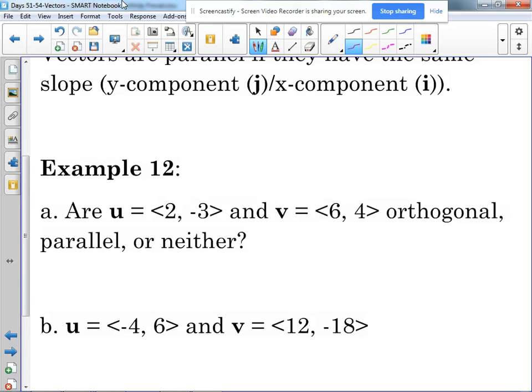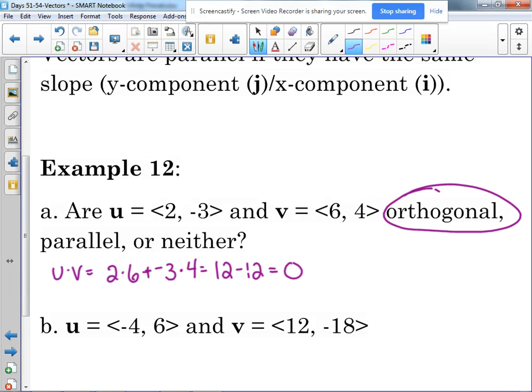So let's check that first example there. The vectors 2, negative 3, and 6, 4. We want to see if it's orthogonal, so we find the dot product. 2 times 6 plus negative 3 times 4. We get 12 minus 12, so it's 0. So those two are orthogonal because the dot product was 0.